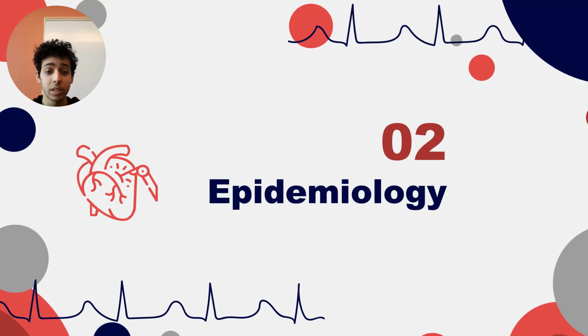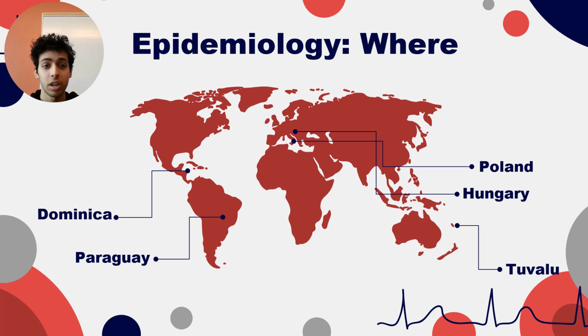Now we're going to move on to the epidemiology of hypertension. First off, we're going to look at where in the world hypertension is most prevalent. Firstly, hypertension is most prevalent in low and middle income countries. So all the countries you see here on the screen are either low or middle income countries.